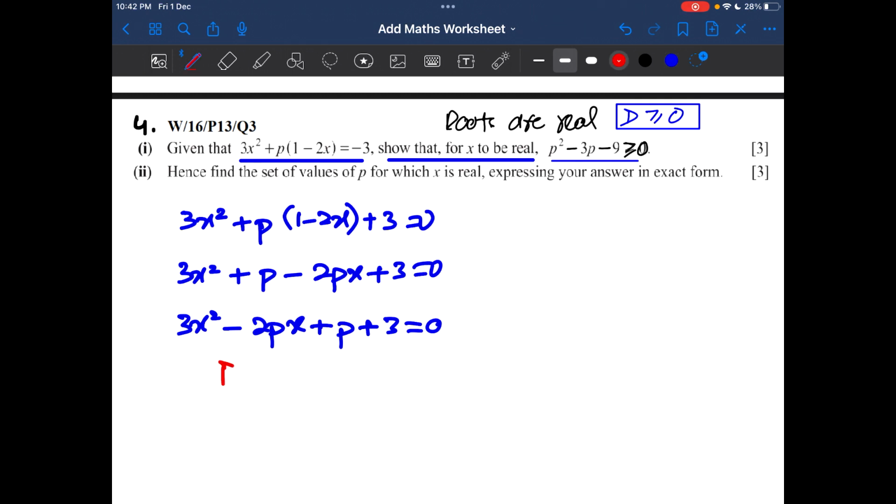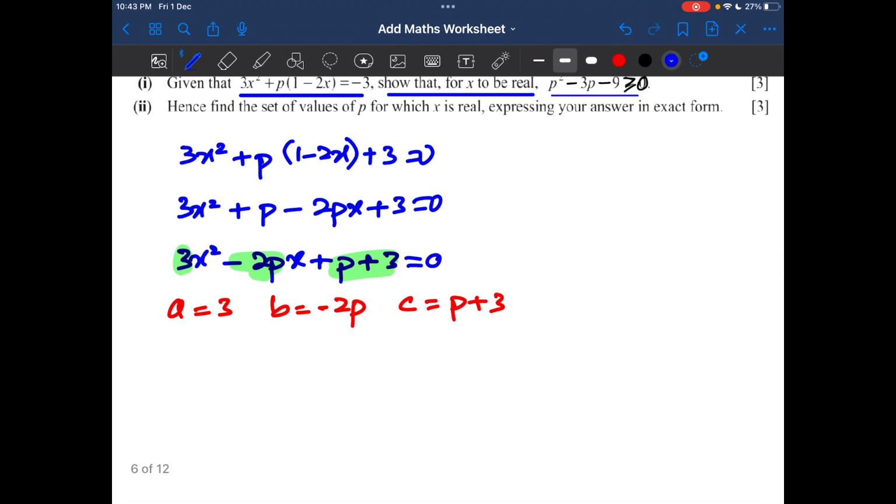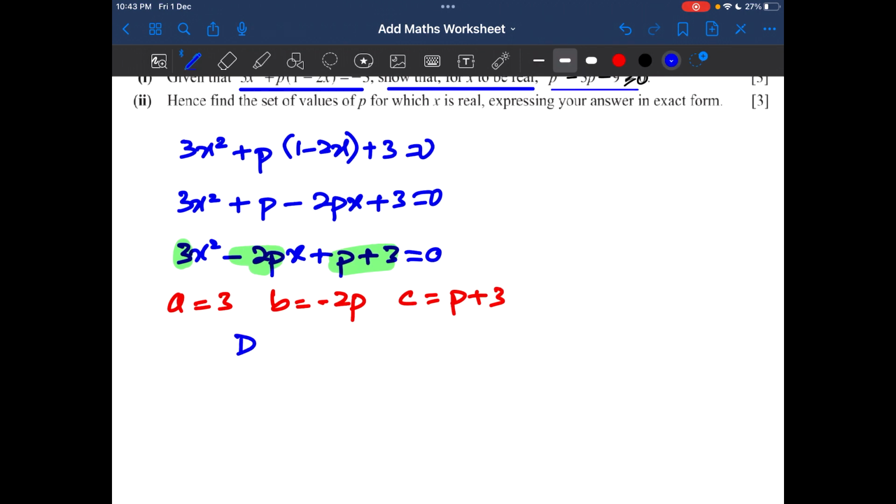So we know this discriminant is greater than equal to 0. So we need to find out, we focus on the discriminant. Discriminant is basically equal to b square minus 4ac. So we need to find out the value of a, which is 3, the coefficient of x square. The value of b is minus 2p, and the value of c is going to be the constant term p plus 3 over here. The coefficient of x square, the coefficient of x, and the constant term, a, b, c values. Now we are going to put discriminant greater than equal to 0, which means b square minus 4ac should be greater than equal to 0.